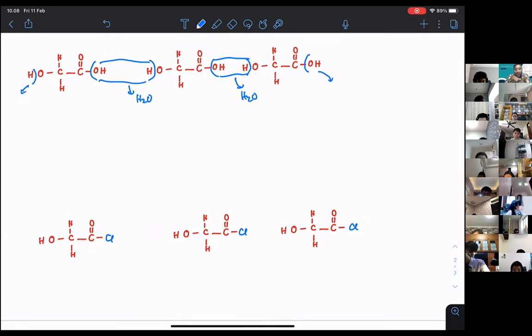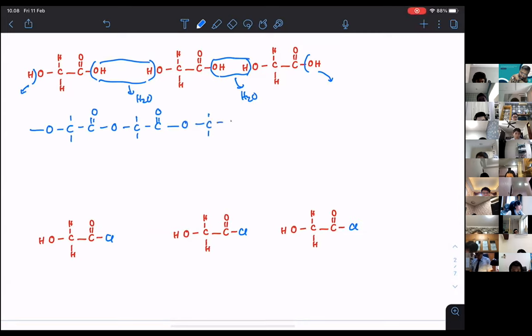So if I want to draw, it will be like this, and then CH2, C double bond O, join with O, CH2, C double bond O, join with O, CH2, C double bond O, like this. And if you look over here, if they ask you, this is the polymer, and it can continue.